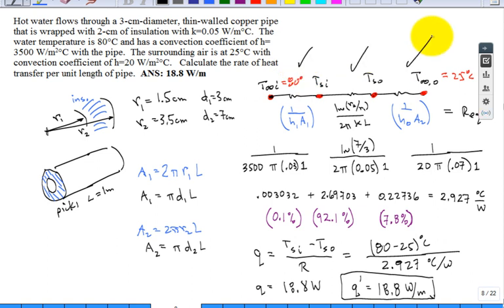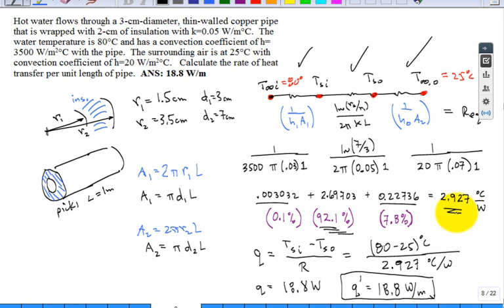resistor? Natural log R2 over R1, 2 pi K L. Did you put numbers in? Maybe get something really, really small. Guess what? All the thermal resistance, 92% of the overall thermal resistance of those resistors in series is dominated by that insulation, as it should be. You sum them up, that's your total.